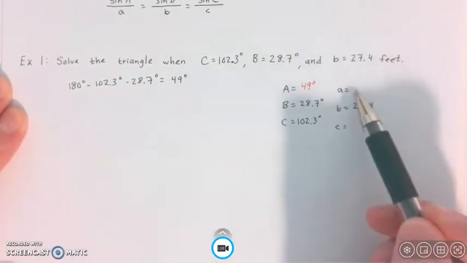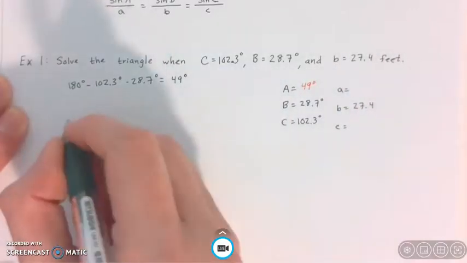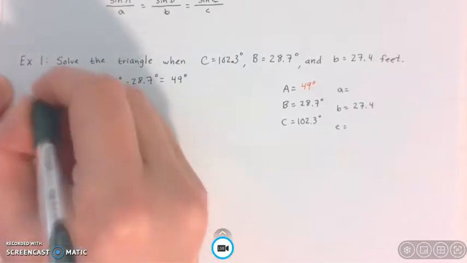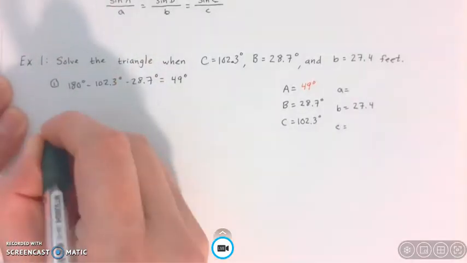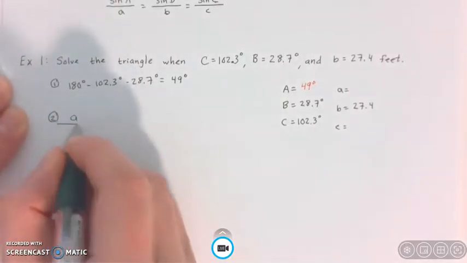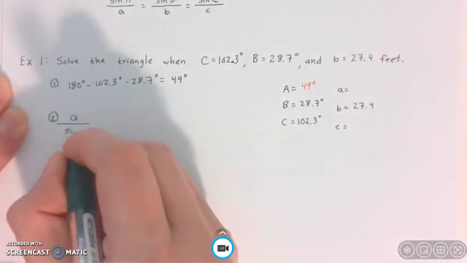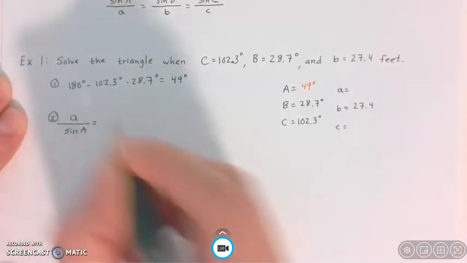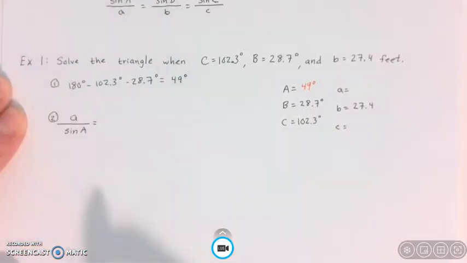So I'm going to go ahead and look for side A first. Because that's the unknown, the variable, I'm going to put that in the numerator. I'm just going to label this step 1, step 2 for this problem. So I'm going to have A over sine of A. And now I have to decide, am I going to put it over B over sine of B or C over sine of B?